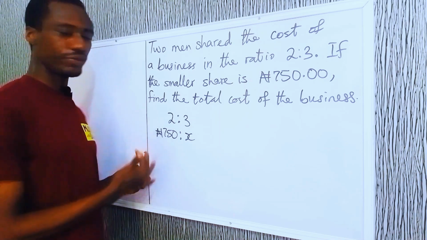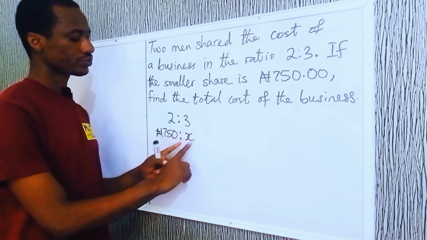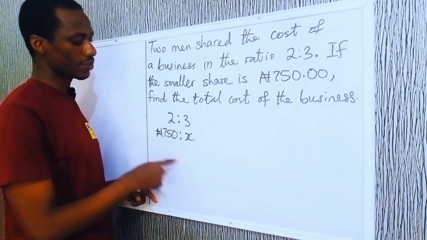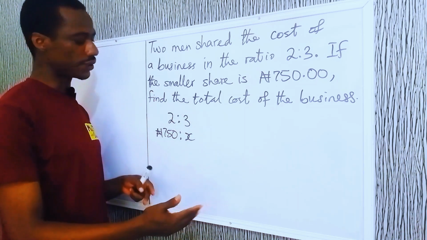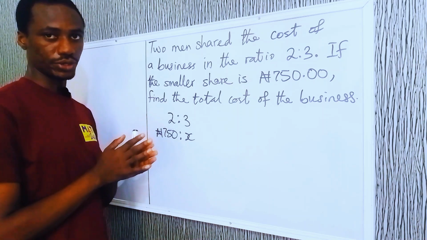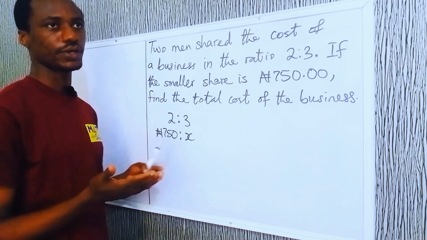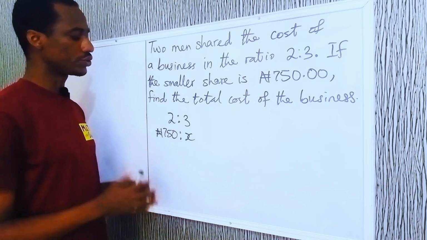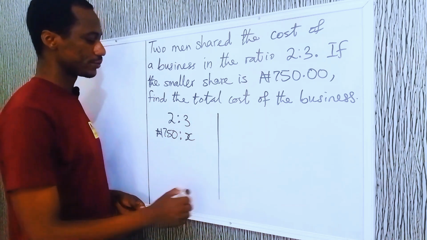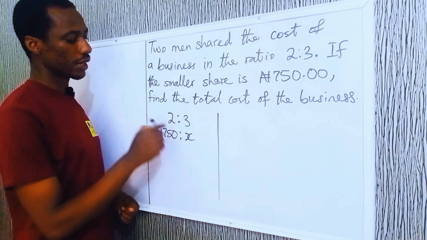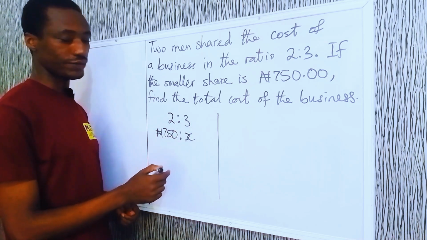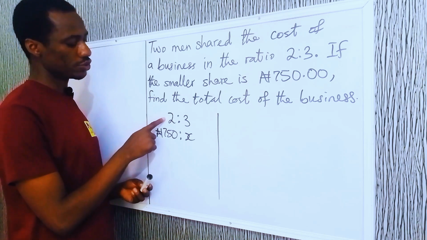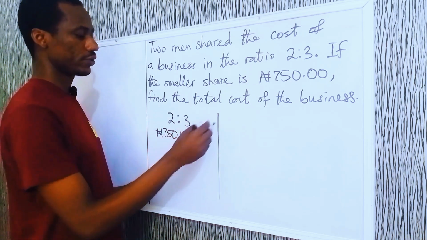One method you could use is to find this other ratio, that means the cost for the other partner, and then add together. But that is something you could do all together at once. And how do you do that? We'll find the total ratio by adding the two ratios together. That will be 5. So now what will be the fraction of the smaller ratio? That will be 2/5.